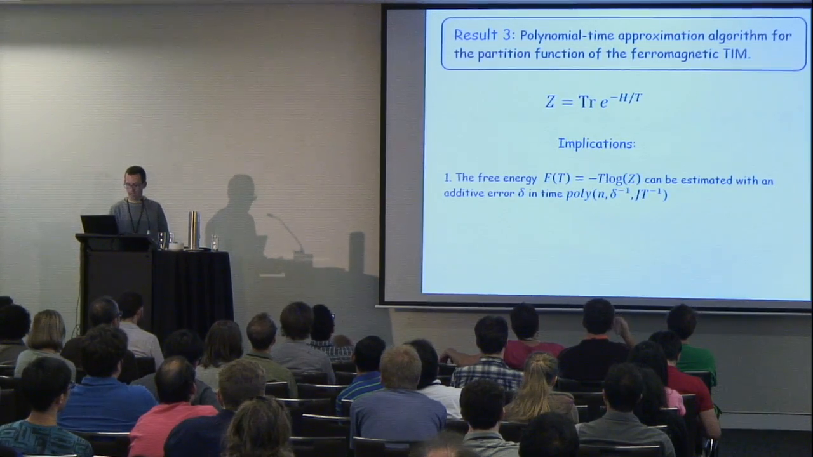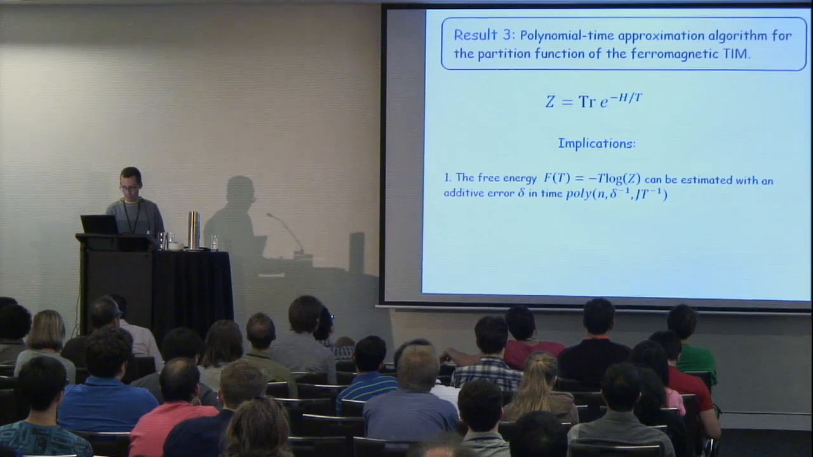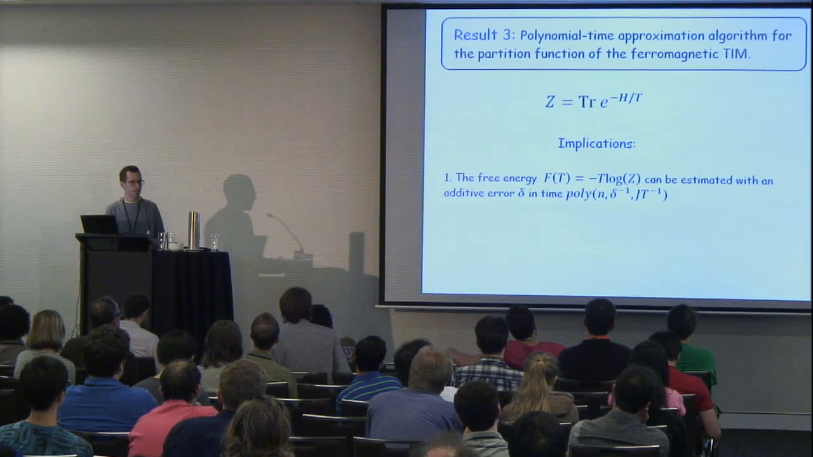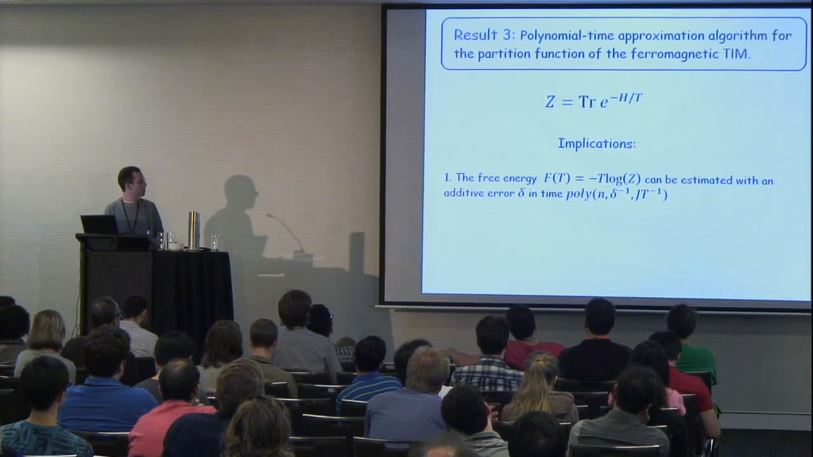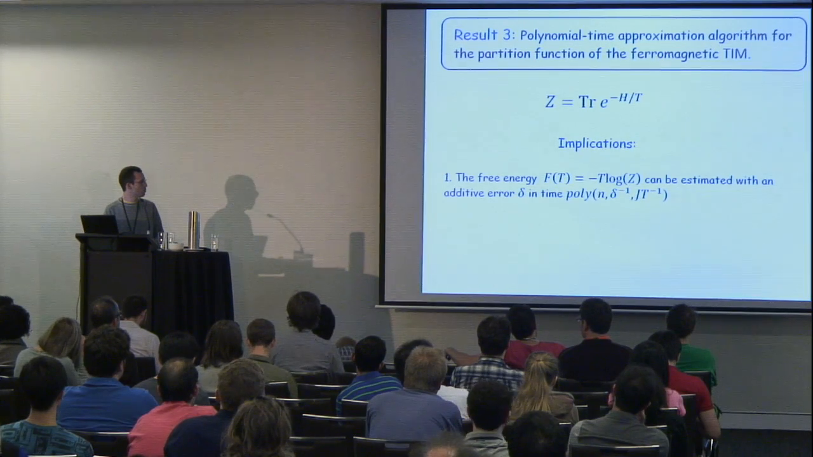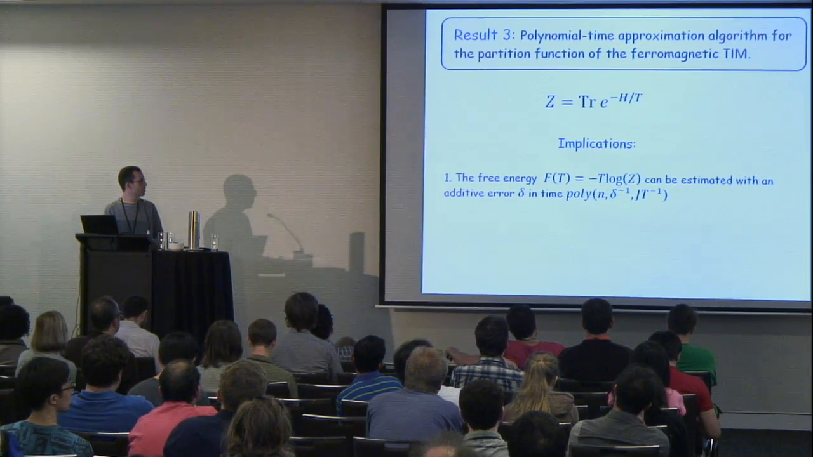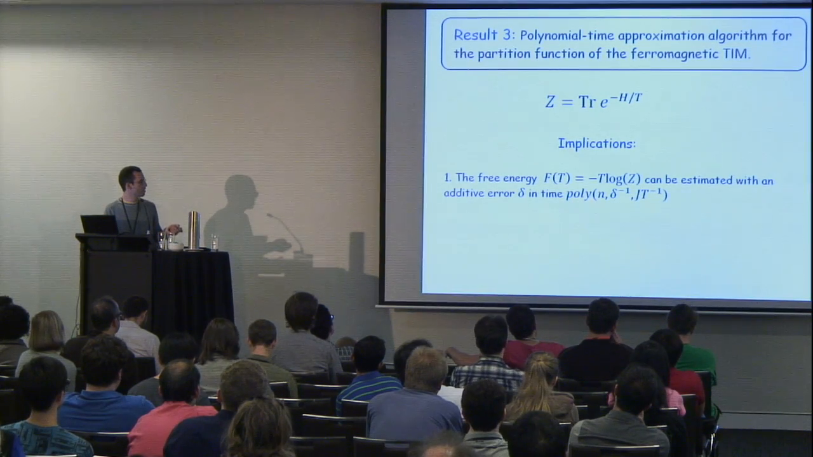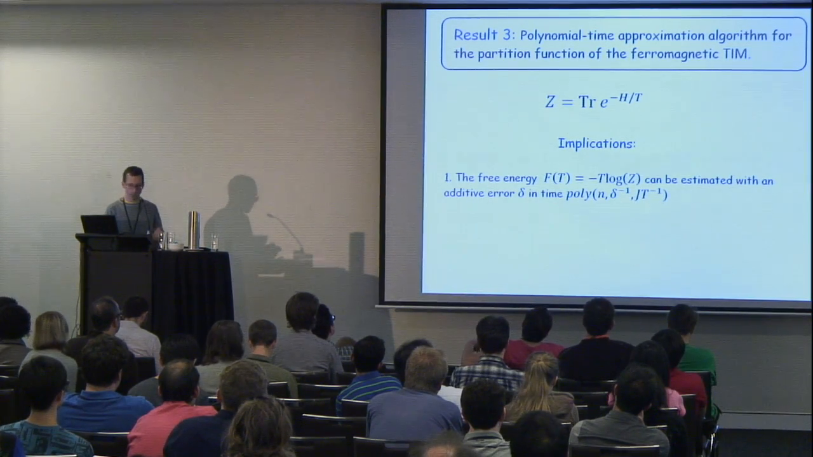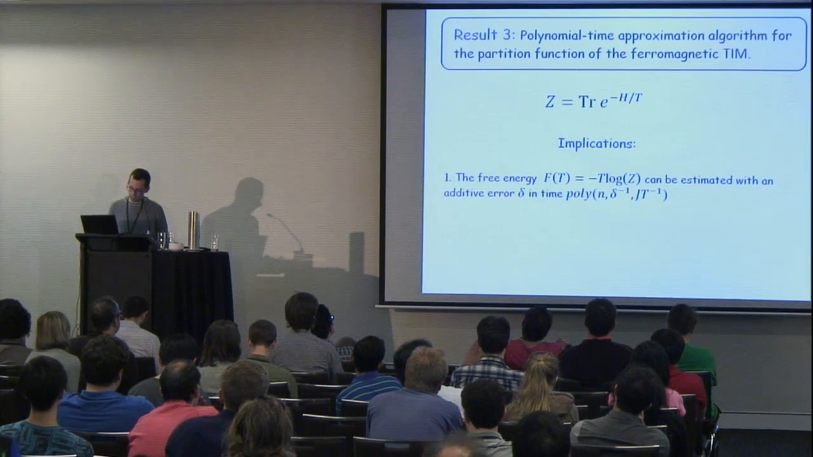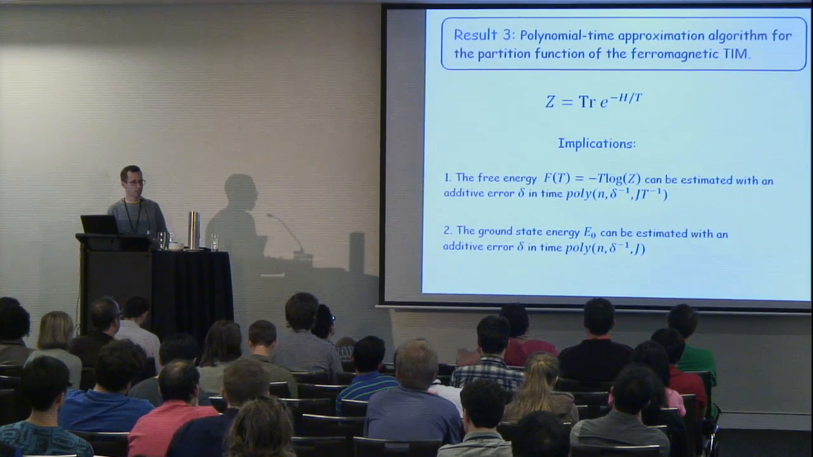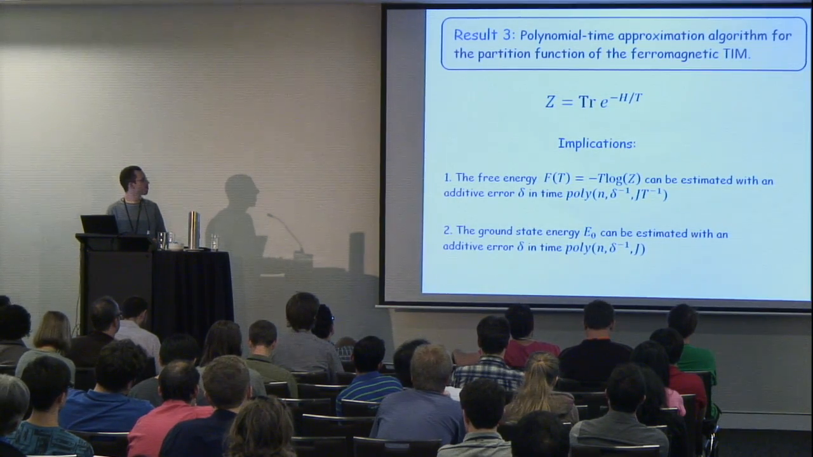And if you now take a log, then you get the free energy, and that converts the multiplicative error into an additive error. So one of the implications of this result is an algorithm which estimates the free energy with additive error delta in time polynomial as a function of these parameters. And if you take the temperature to be low, then you can approximate the ground energy in this way.